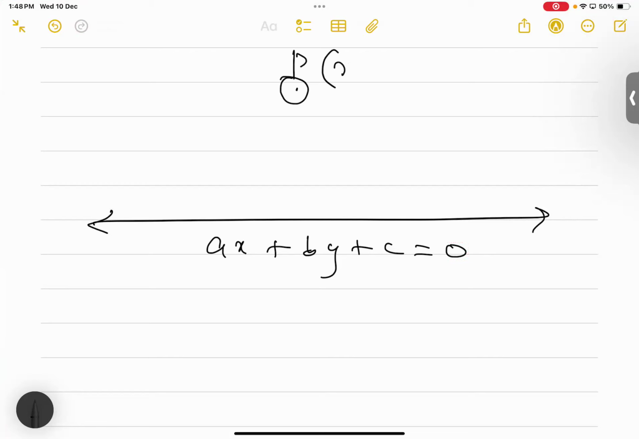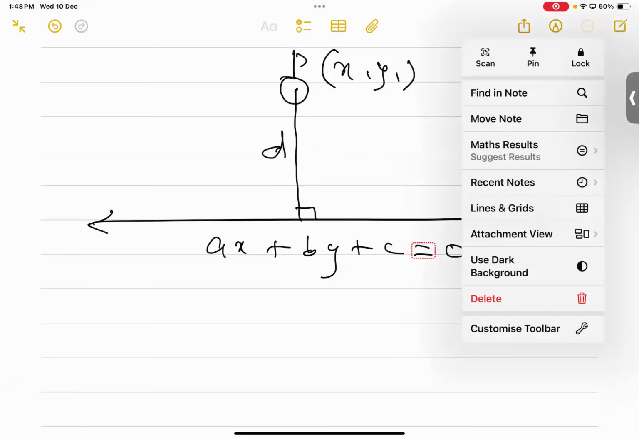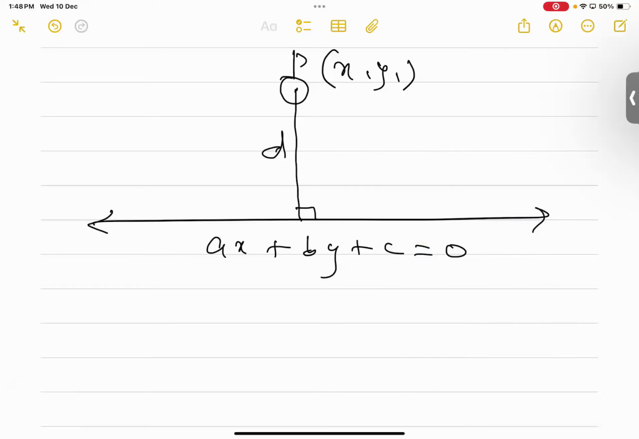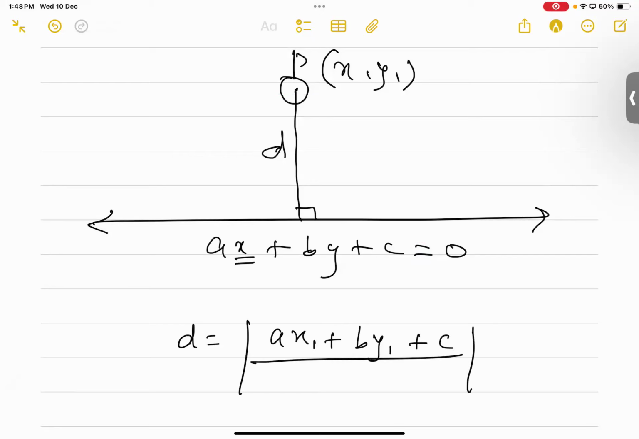This is point P, (x1, y1). This is the perpendicular distance. This perpendicular distance can be calculated using a formula. So D is equal to modulus of A, replace this x with x1, B, replace this y with y1, and then C, upon root of A square plus B square.